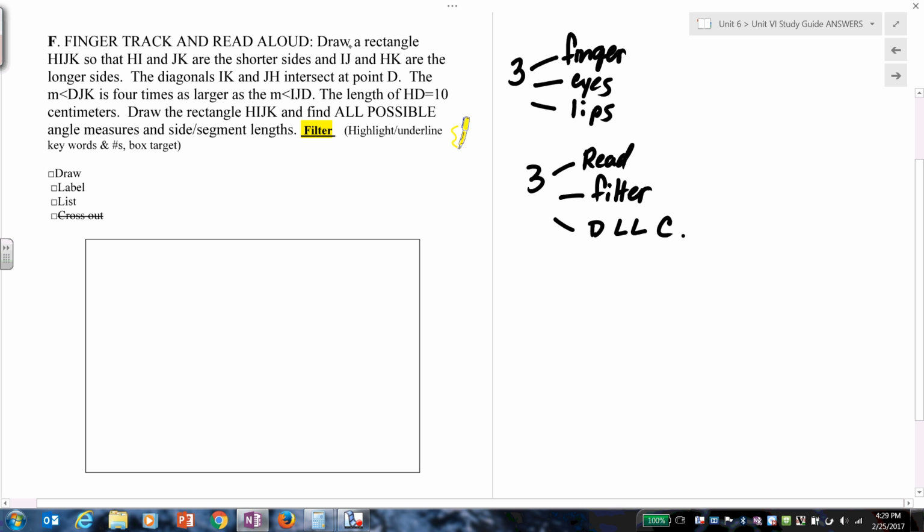Ready? Let's just read. Draw a rectangle HIJK where HI and IJ are the first, and IJ is the longer side. The diagonals IK and JH intersect at D. The measure of angle DJK is 4 times as large as the measure of angle IJD. The length of HD is 10 meters. Draw the rectangle in all possible angle measures and side lengths. Now go back and filter.